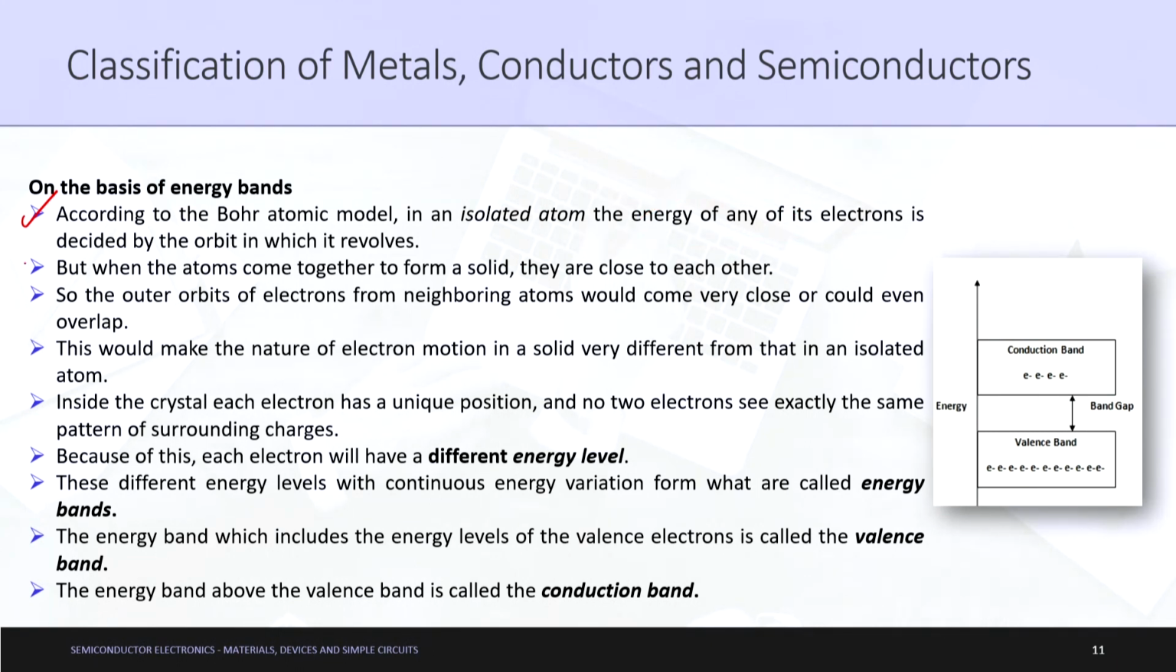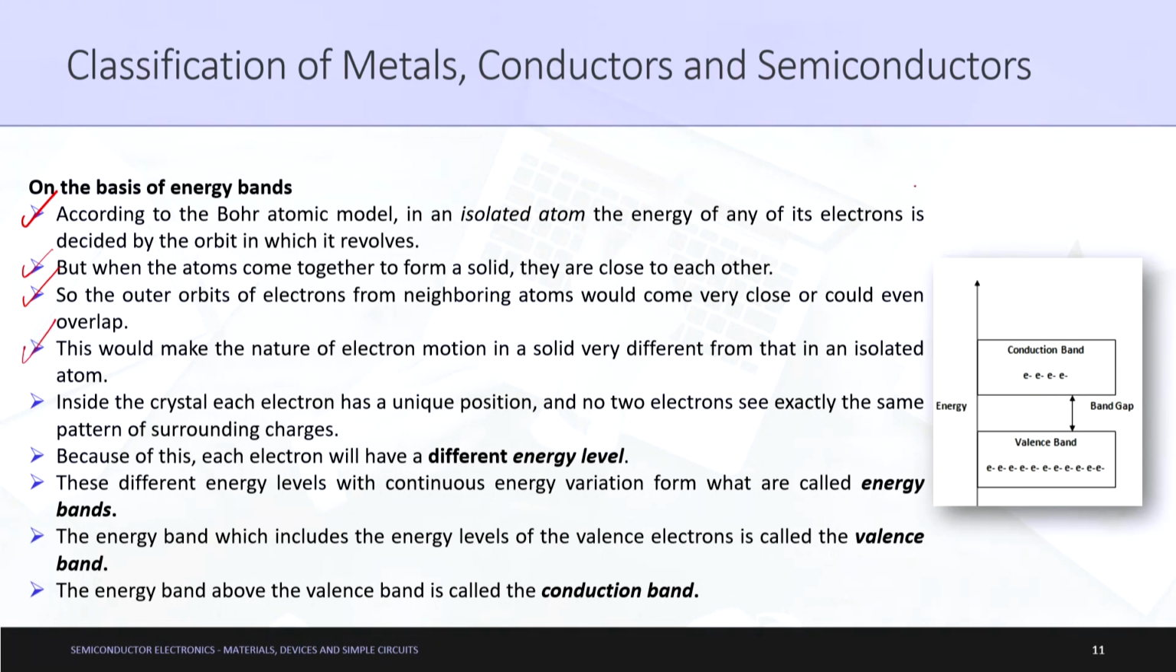But when the atoms come together to form a solid, they are close to each other, which is quite evident. So basically the complete set of orbits would look something like this. This can be a magnified view of some of the atoms. The outer orbits of electrons from neighboring atoms would come very close or could even overlap. This would make the nature of electron motion in a solid very different from that in an isolated atom.